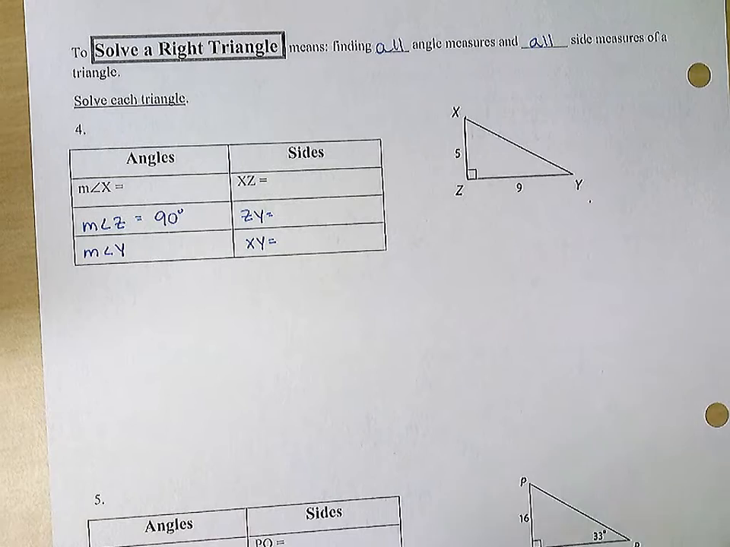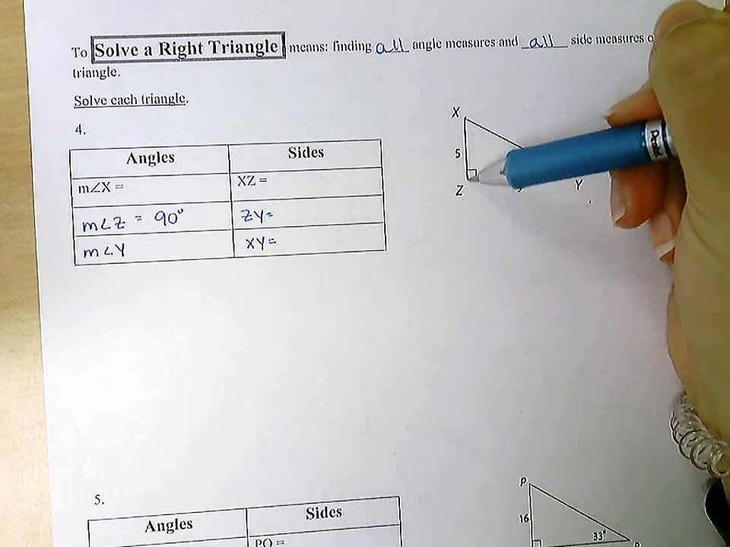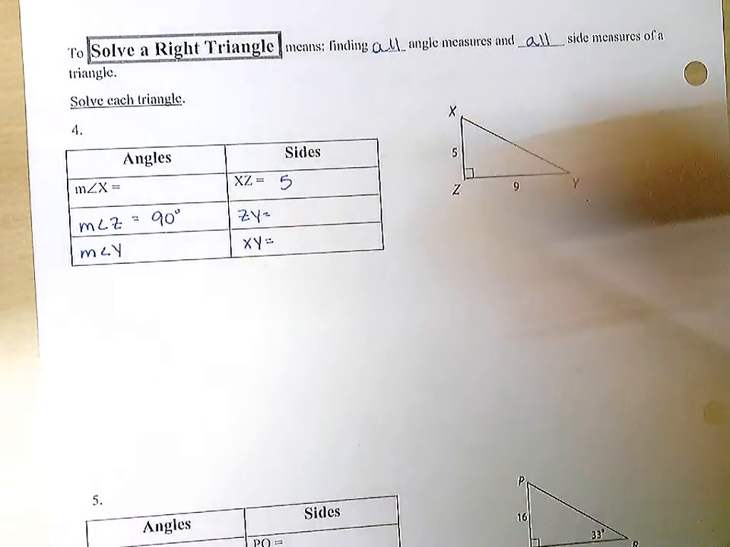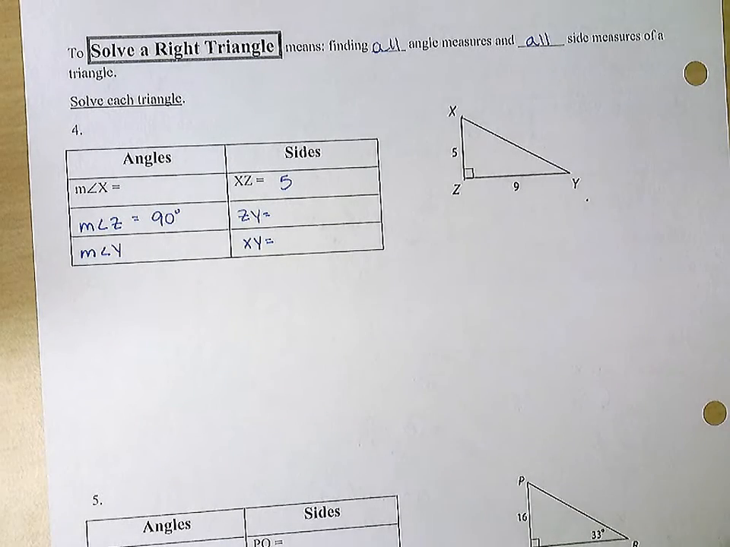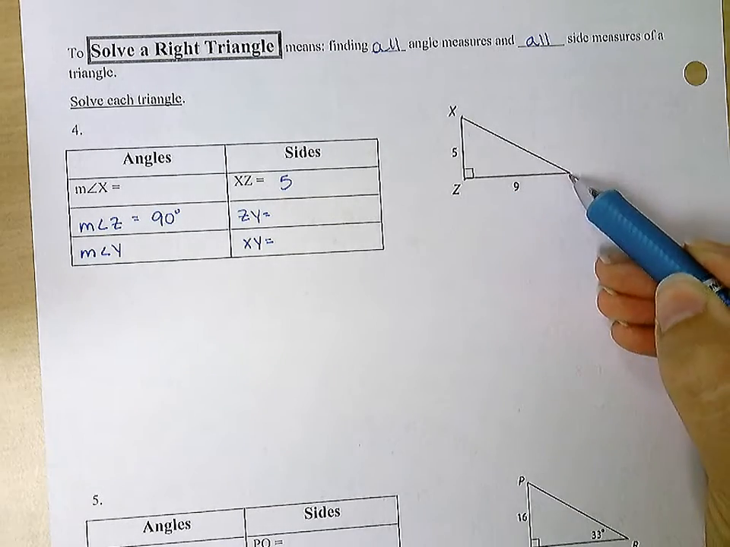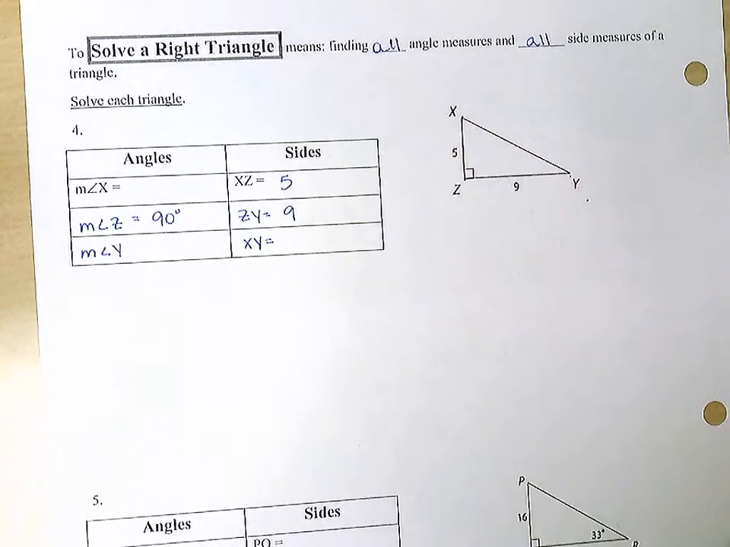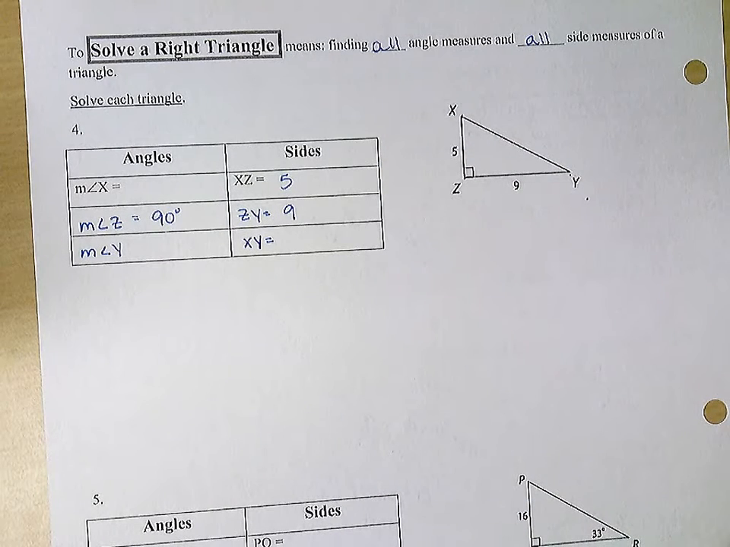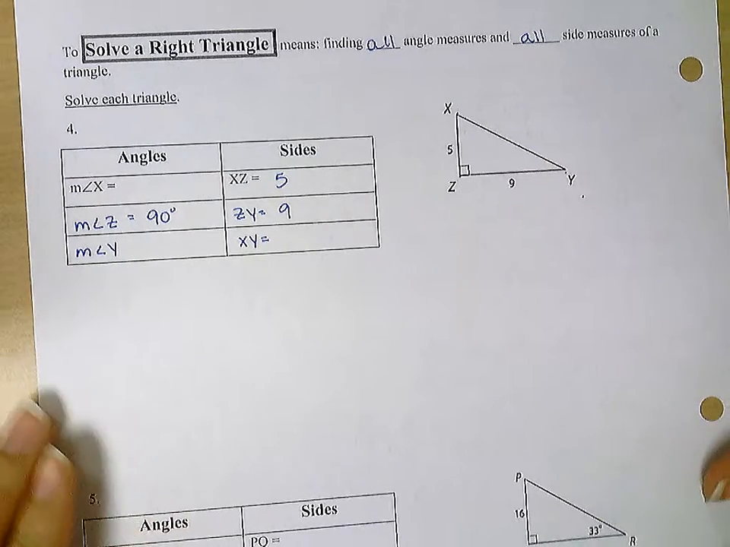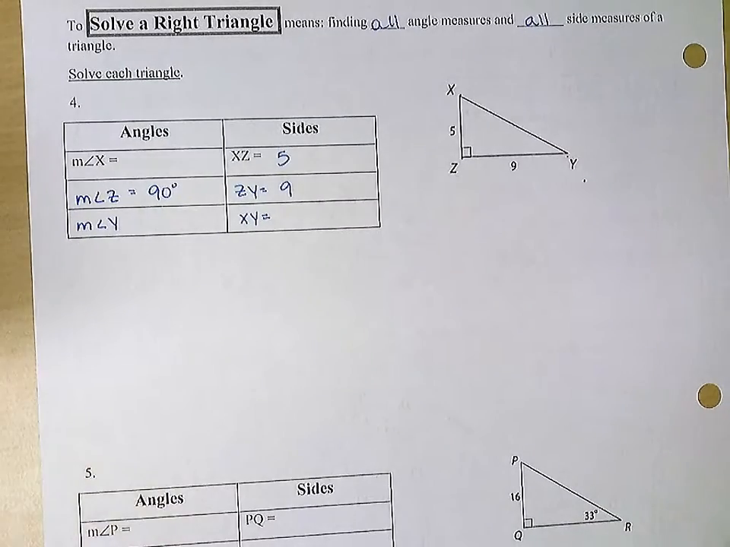For my sides, I'm given XZ is 5. I'm also given ZY is 9. So I should never get those problems wrong on a quiz or test, because they are already given to you. Make sure you write those down right away. So what we're going to do is find the other one side. We have to find one more side, and we have to find 2 more angles.